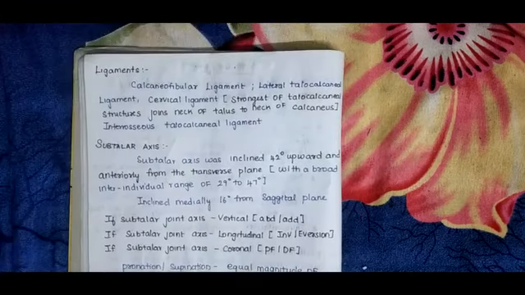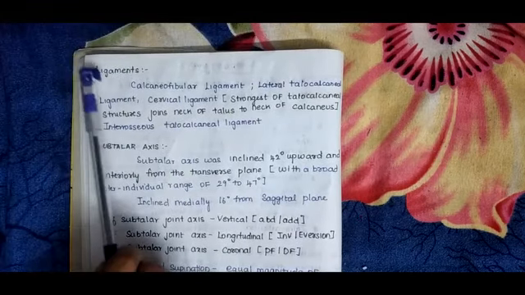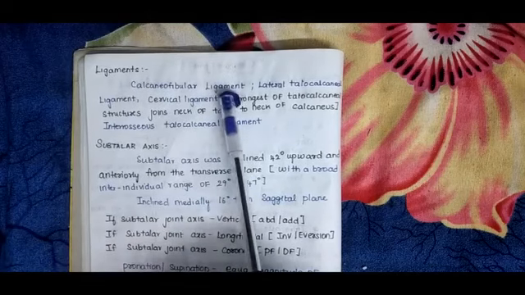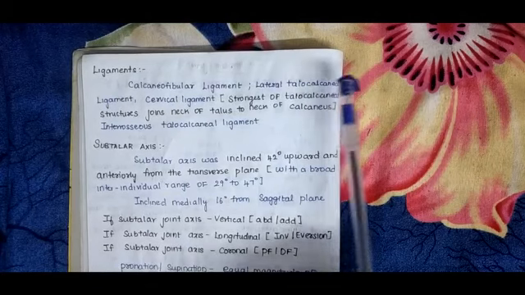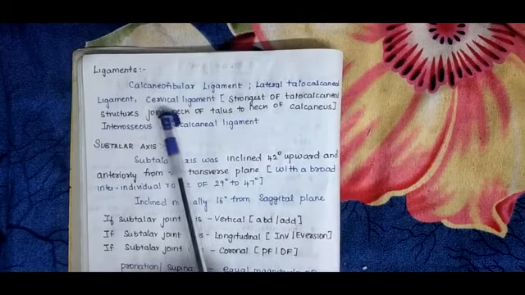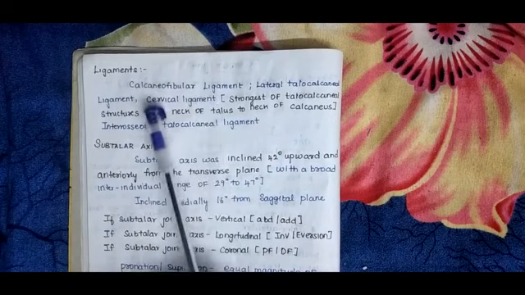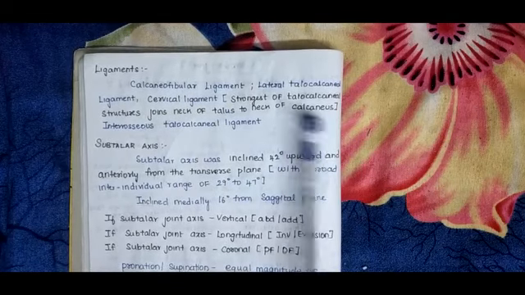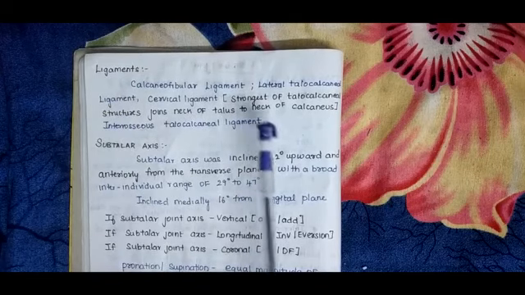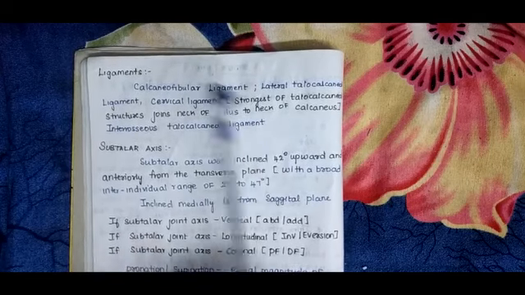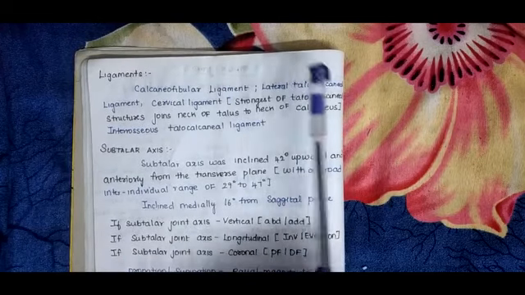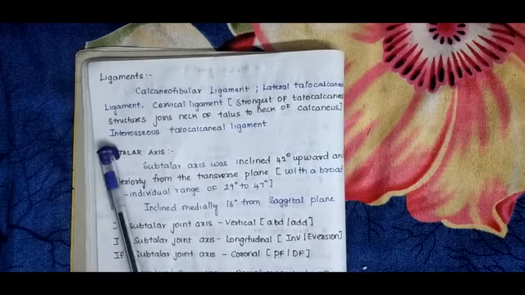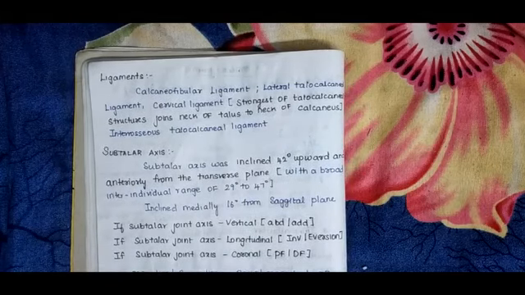Now let us discuss the ligaments of the subtalar joint. Here we have the calcaneofibular ligament, lateral talocalcaneal ligament, and cervical ligament. As the name suggests, this ligament connects the neck of the talus to the neck of the calcaneum. Then the interosseous talocalcaneal ligament. So we have four ligaments, which are the calcaneofibular, lateral talocalcaneal, cervical ligament, and interosseous talocalcaneal ligament.